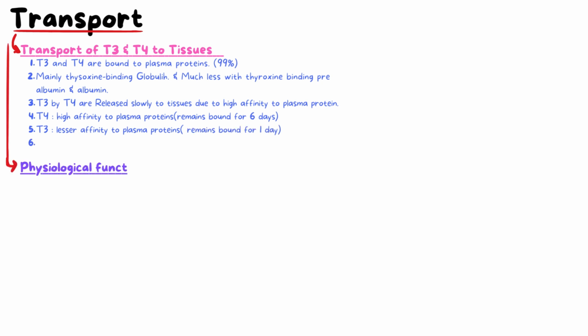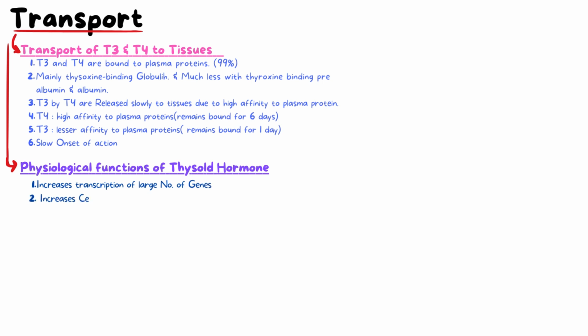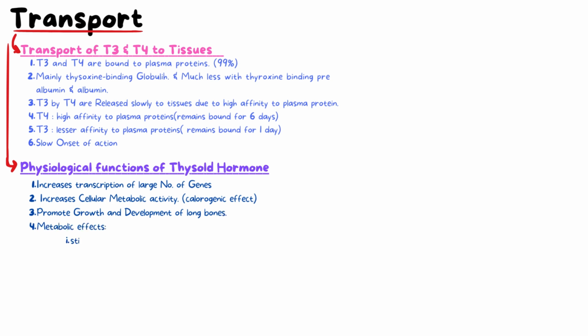Now let's talk about the physiological functions of the thyroid hormone. Before it acts, most of thyroxine is converted into triiodothyronine. This happens by the removal of an iodide ion from thyroxine. Once this happens, there is increased transcription of a large number of genes. The next thing they're capable of doing is increasing cellular metabolic activity by having a calorigenic effect.